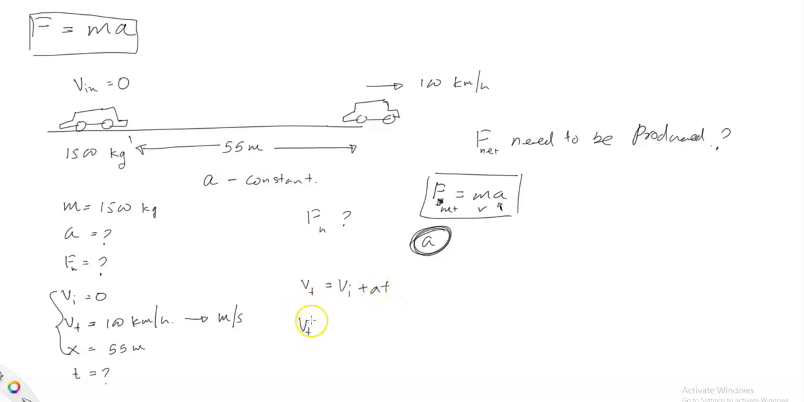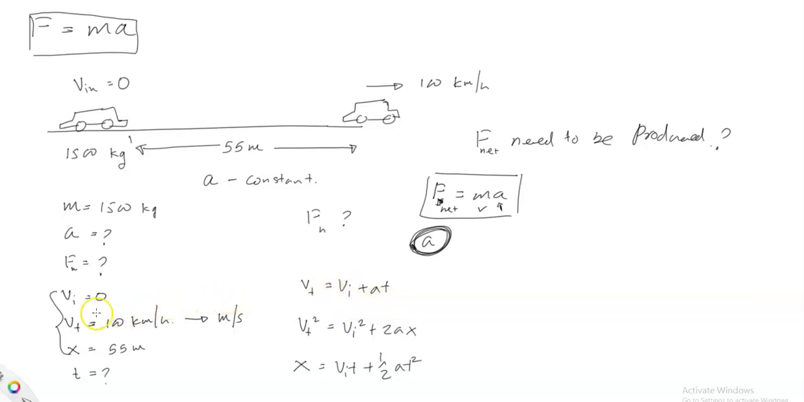Second one is V final squared equals V initial squared plus 2AX. And the third one is X equals V initial times t plus half AT squared. All of these equations have acceleration in them. Our goal is to find the acceleration, right? So by using one of these, we should be able to find the acceleration. Now the next question is, which equation are we going to use?